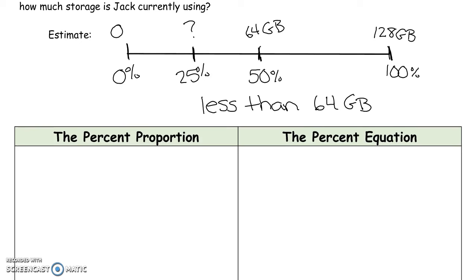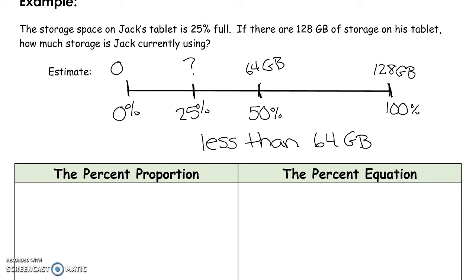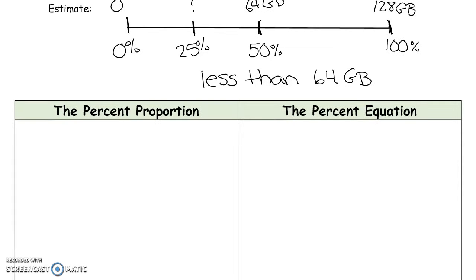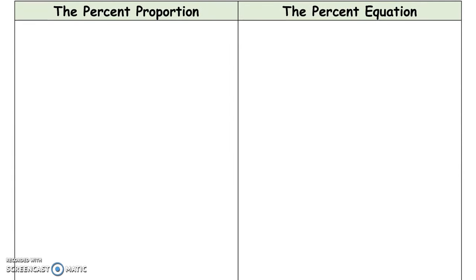Okay, so the first way that we're going to solve this problem is using the percent proportion. Going back to the problem, we know that he's 25% full, and we have a total of 128 gigabytes. So this represents my percent, and this is my whole. We want to know what part of his storage he is using. So the percent proportion says percent over 100 equals part over whole.